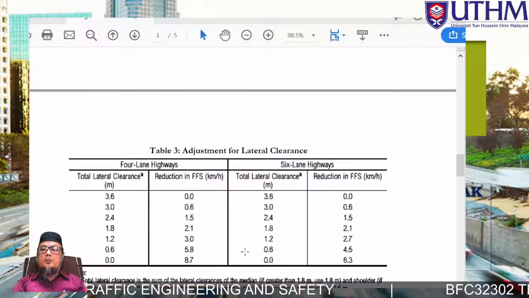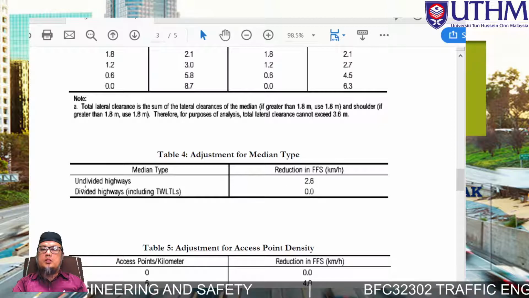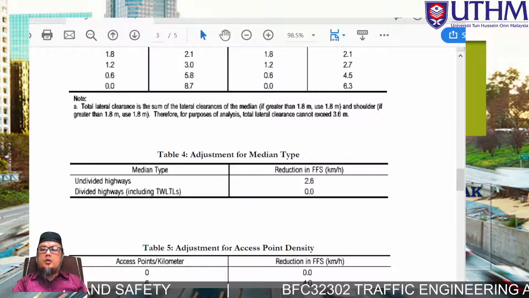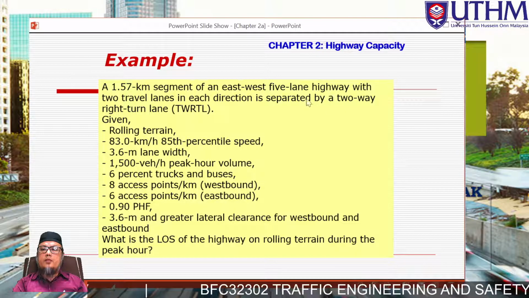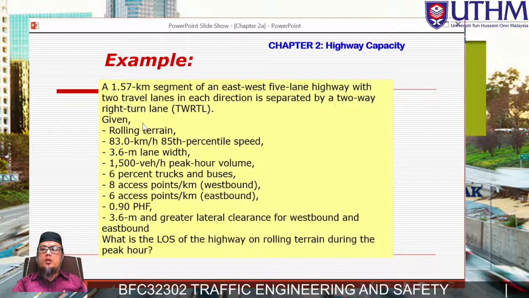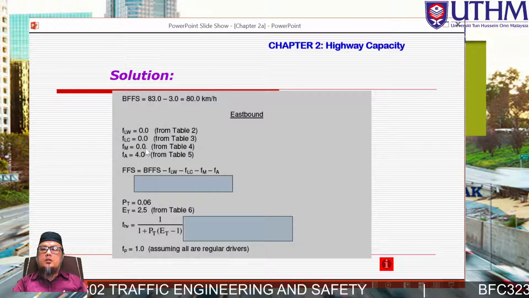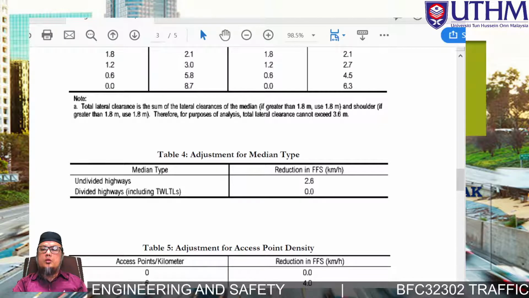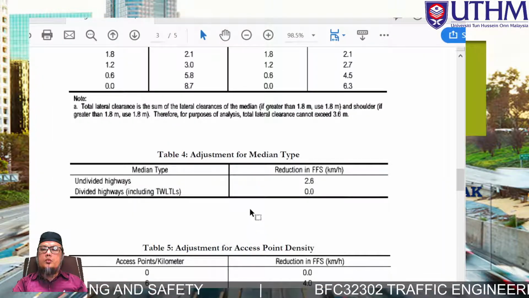Okay, median. Here we have median. Undivided highway 2.6. Divided including right turning lane. So in our case, we do have this criteria. Right turning lane, 5 lanes: 2 lanes for travel in each direction, and 1 lane in the middle for turning. So we consider it as divided highway including this one. So 0. That's why we have 0 here. So access point. So back to the question.